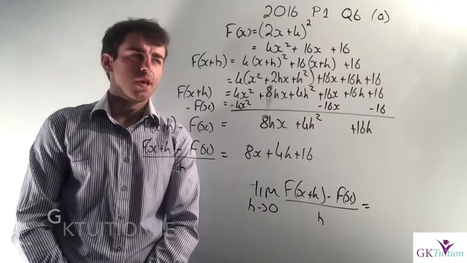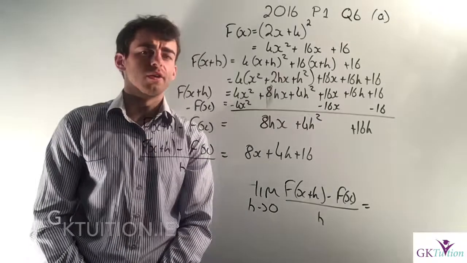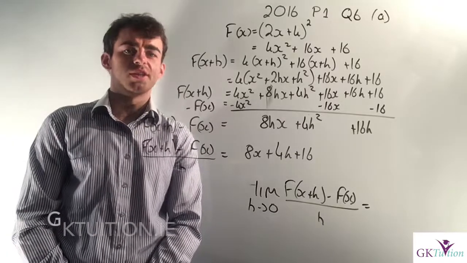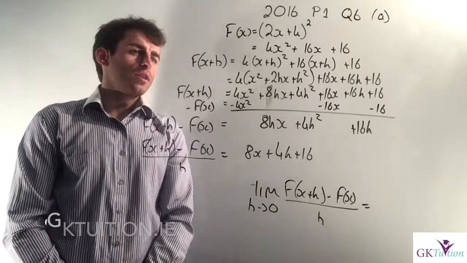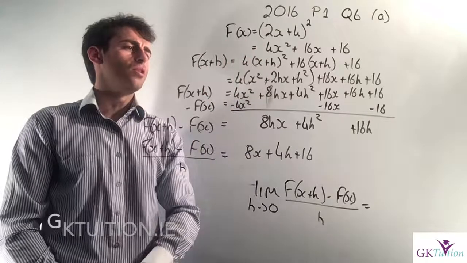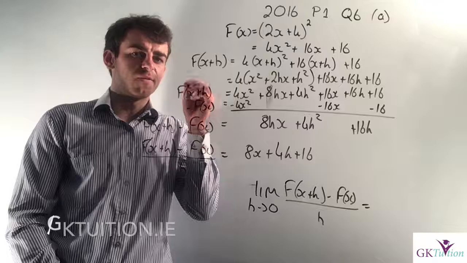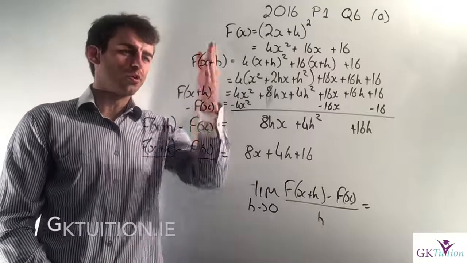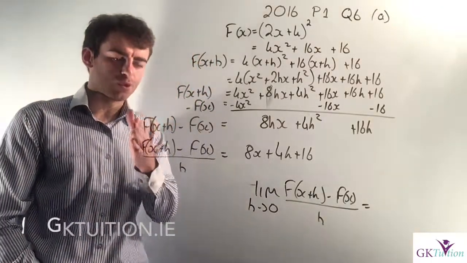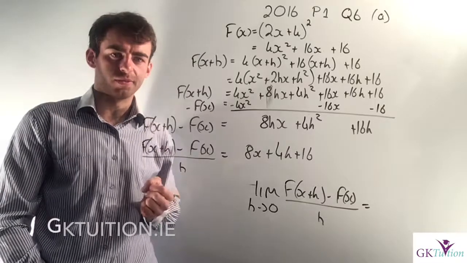First principles. Now the question that I've chosen to go through here is 2016 Paper 1 Question 6 Part A. In this question we're told that f of x is equal to (2x plus 4) squared, and we've been asked to differentiate from first principles. So it's important that you know each of your steps required for differentiation from first principles.